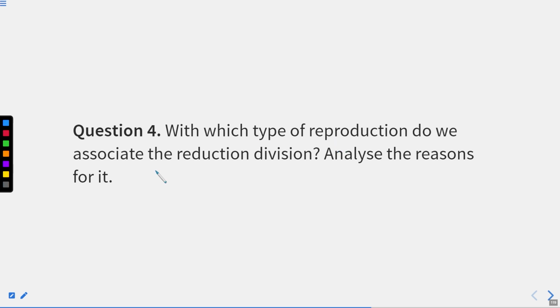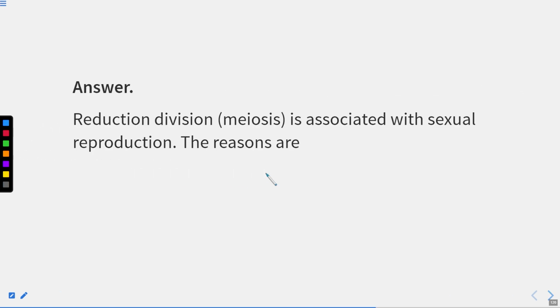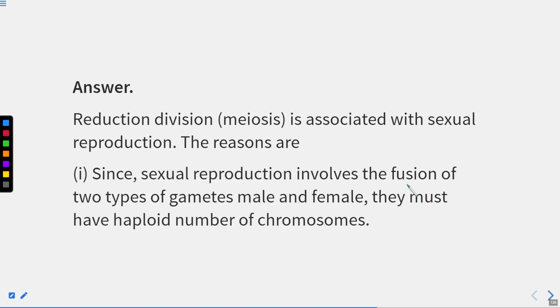With which type of reproduction do we associate the reduction division? Means they are talking about meiosis here. Meiosis is also known as reduction division. Now let's analyze the reason for it. So reduction division, also known as meiosis, is associated with sexual reproduction. Now the reasons are, since sexual reproduction involves the fusion of gametes, gametes are formed only during sexual reproduction.